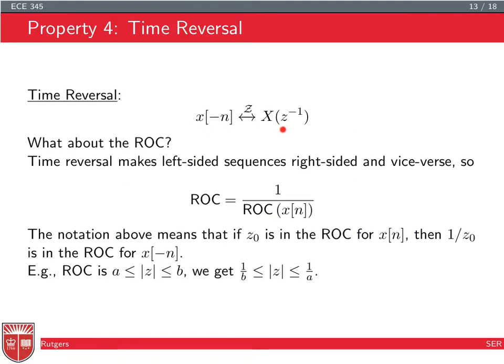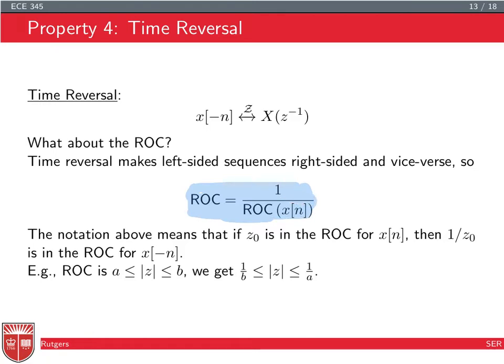So like we just saw, this is the formula that gives you the time reversal property. And to represent it in an easy way, we say that the ROC of the time reverse signal is 1 over the ROC of the original signal. What does that mean though?